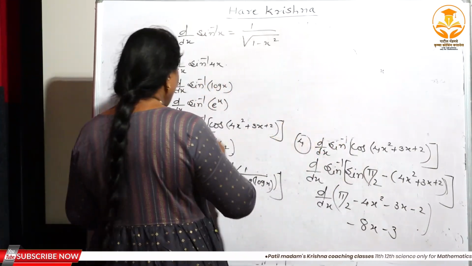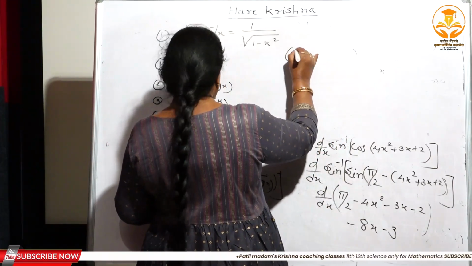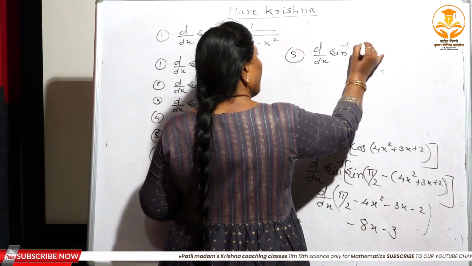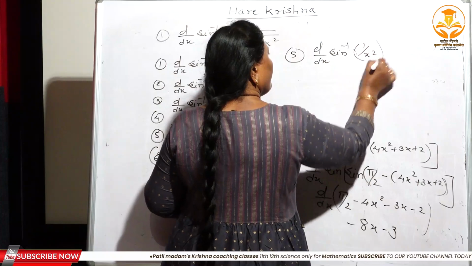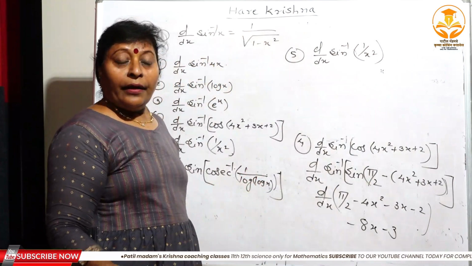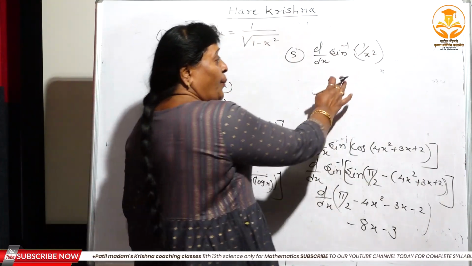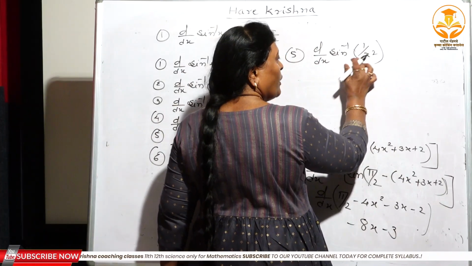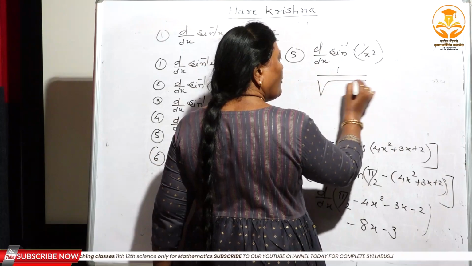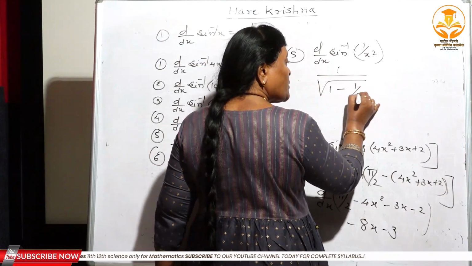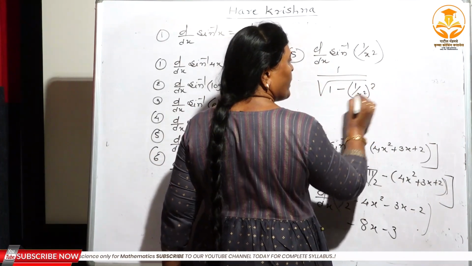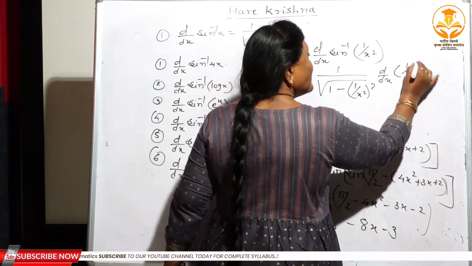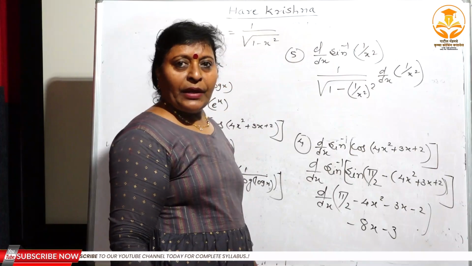Again, next one, that is the fifth one. See, d/dx of sin inverse of 1 upon x square. Suppose you try to substitute u, then 1 upon root of 1 minus u square means 1 upon x square whole square, and d/dx of 1 upon x square. That is a little bit complicated, isn't it?